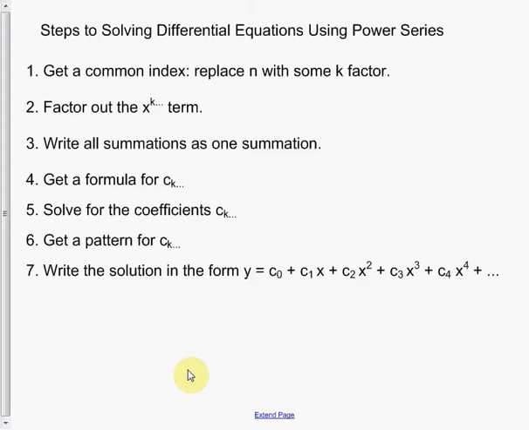So in section 6.1, for 6.2 and also for 6.3, I'm sorry, I put together some steps that you want to try to use as you solve by power series. Hopefully, as you go along, the steps would become commonplace.